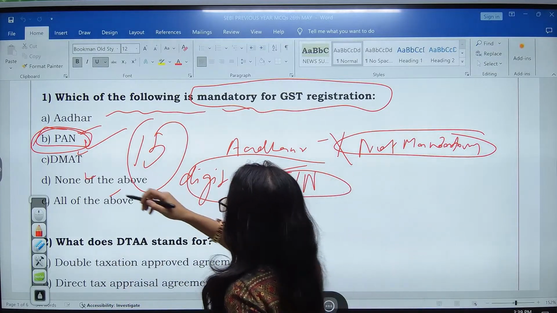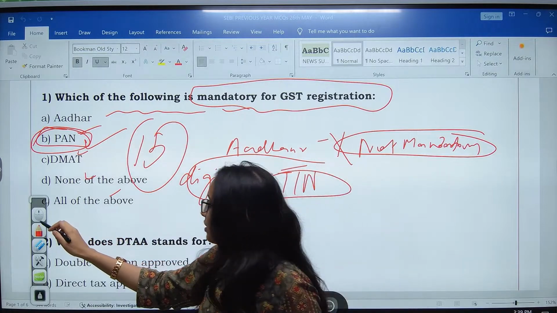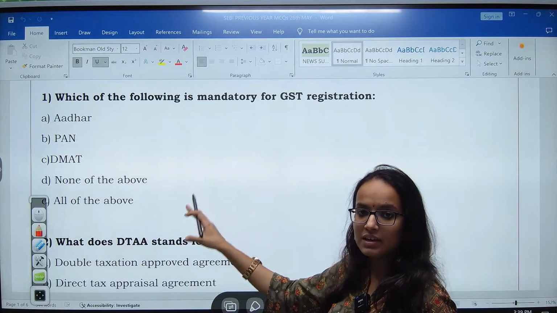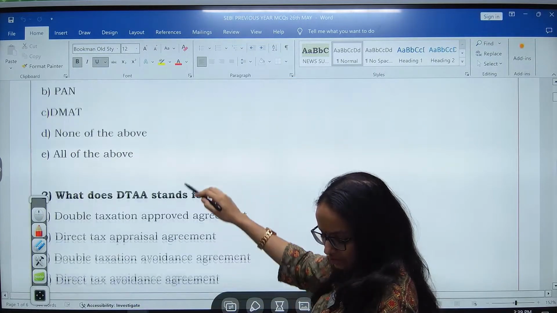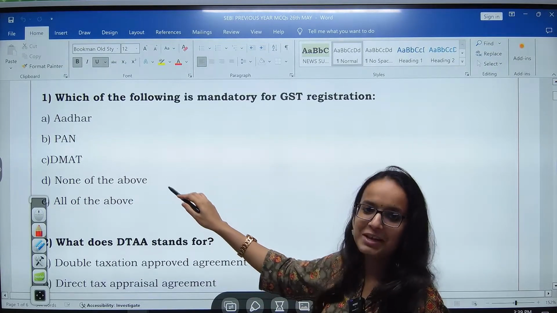So this is your first question. Remember, all these are previous year questions asked by SEBI, so you can find out the areas which are important. Second question, no idea? Then have an idea. The idea is 15 digit.